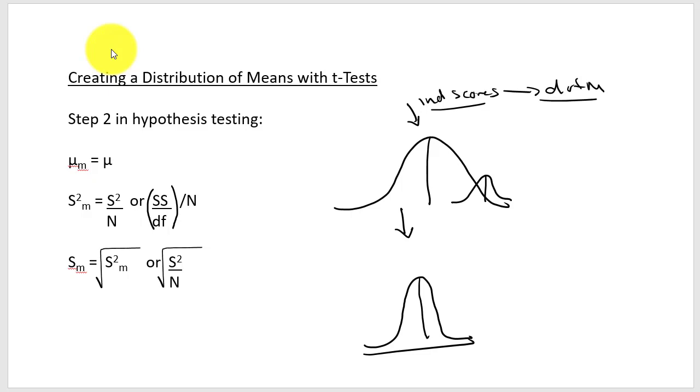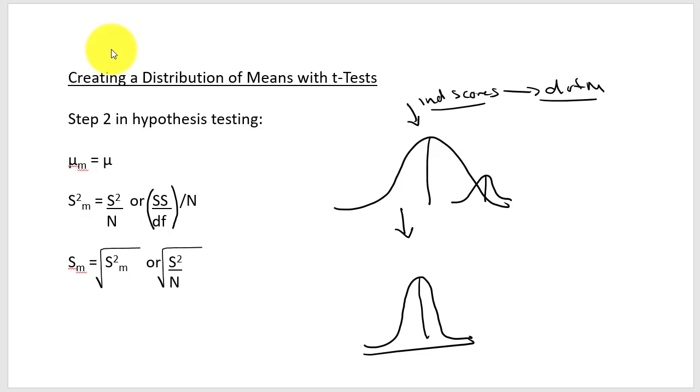So there's only a small difference in what we do for our distribution of means, and it's really about which kind of variance we use. So in our distribution of means, the mean of the distribution of means is equal to the mean of the population. The variance of the distribution of means is based on the estimated population variance. So the estimated population variance of the distribution of means is equal to the estimated population variance divided by n, or the sum of squares divided by the degrees of freedom divided by n.